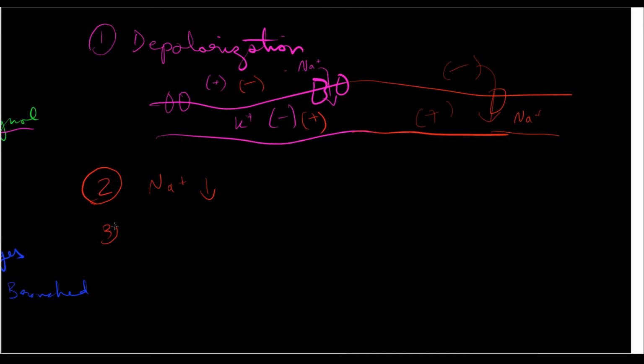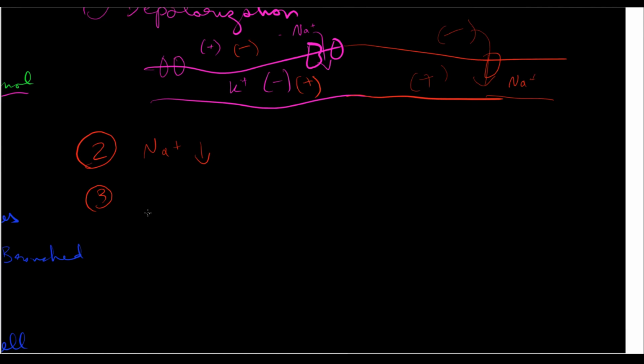Third step would be the cytoplasm is depolarized. These are all subsections. Sorry, I should write like 1A, 1B or something like that. And then 1B would be the cytoplasm. Basically, the fluid inside of this is depolarized.